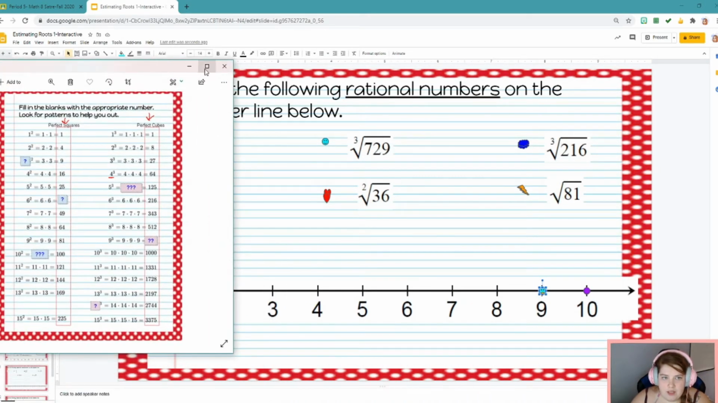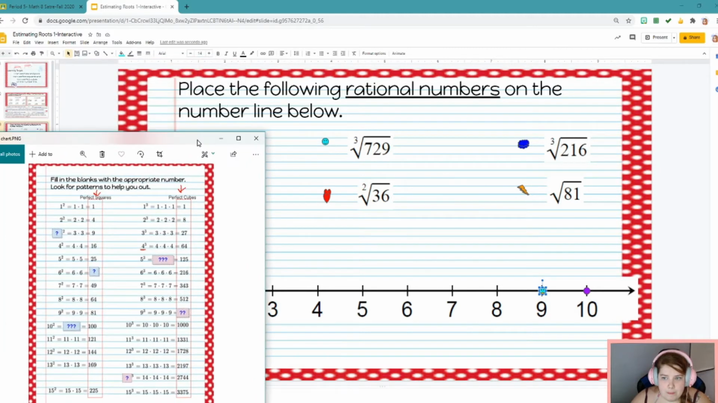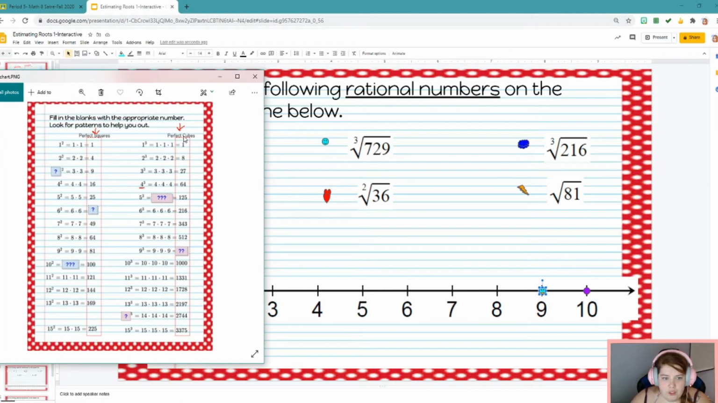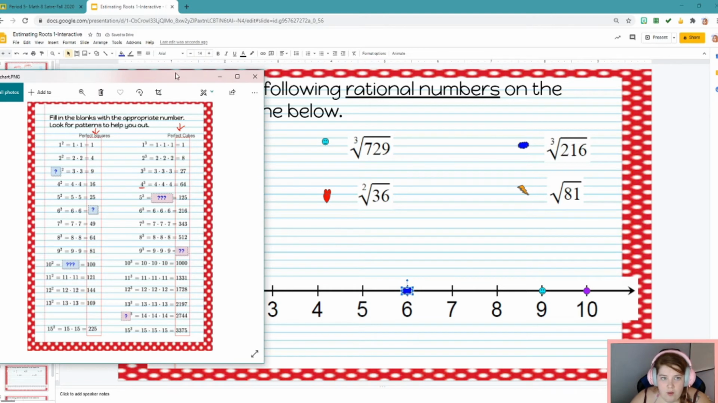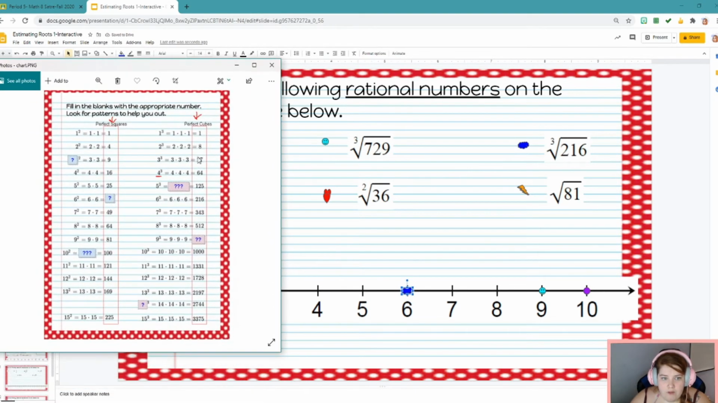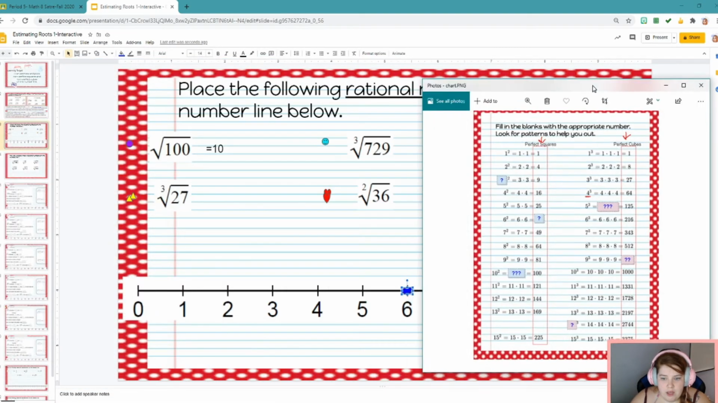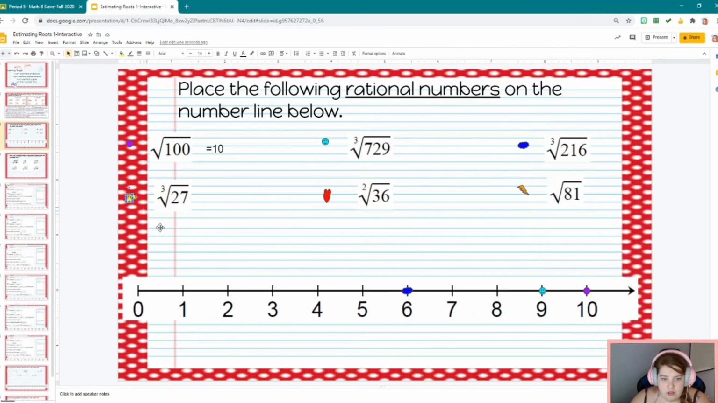So maybe I need to leave this up to help me out. The cube root of 216 is 6. So I'm going to take this cloud shape and move it to 6. The cube root of 27 is 3. So I'm going to take this triangle shape and move it to 3.